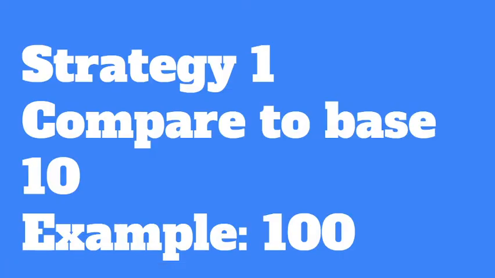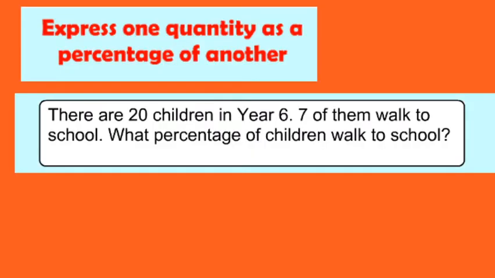The first strategy that we're going to learn is comparing the base 10. So for example, you could switch the number to 100 to understand how to compare and get a percent. For example, we have the directions that say, express one quantity as a percentage of another. The problem says, there are 20 children in year 6. 7 of them walk to school. What percentage of children walk to school?